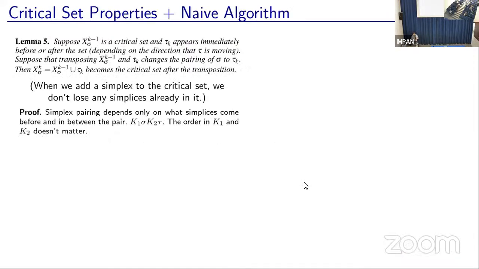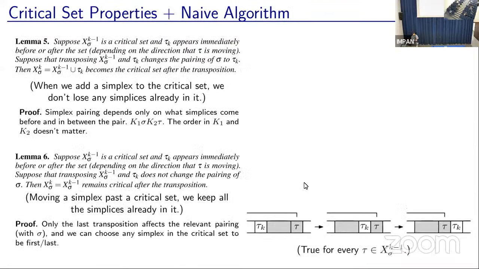So the critical set has a couple of properties that are important to verify. To me, they were counterintuitive, which is why maybe to others they're not. The first property is that if we add a simplex to the critical set, other simplices don't fall out of it. This follows simply from the fact that whether sigma is paired with tau depends only on what simplices come before sigma and between sigma and tau. So if I add a simplex from K2 to the critical set, the pair of sigma and tau is not going to be affected.